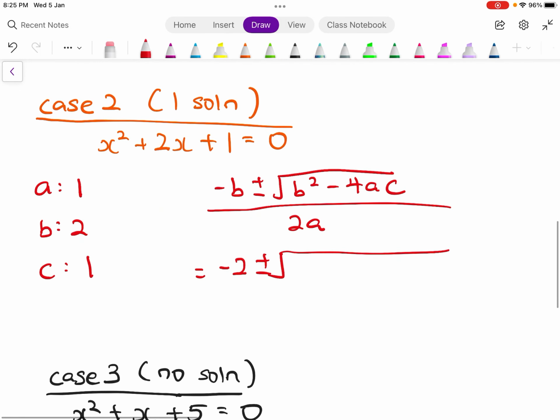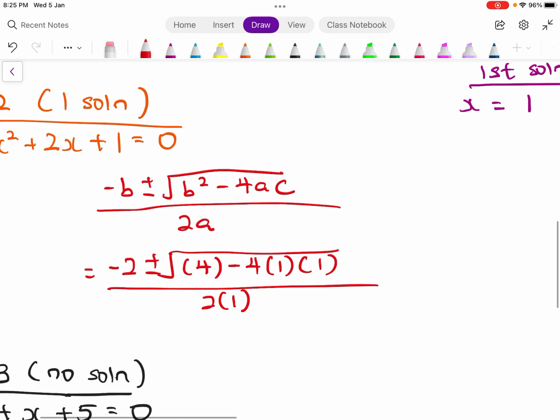So B square is 4. I just put 4. Minus 4AC over 2A, right? So 2 times 1 is just 2. So you notice one thing is that whatever is inside my square root is 0, because 4 minus 4 is 0. So square root 0 is just 0.